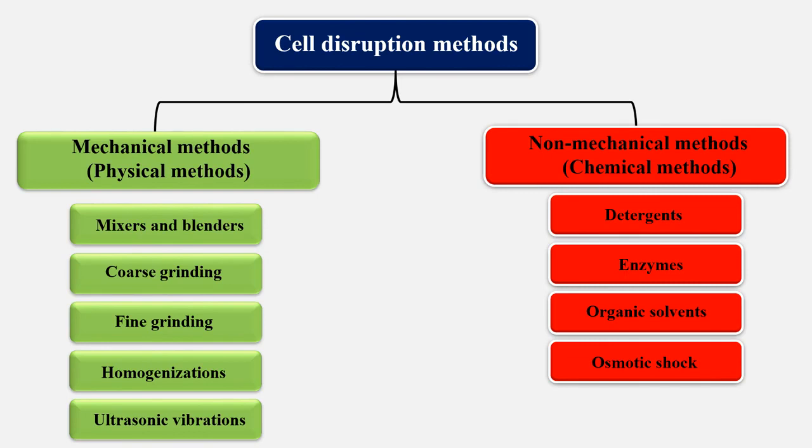تسمى أيضا بالطرق الكيميائية. Mechanical method such as mixer and blenders وهي الخلاطات، coarse grinding وهو طحن الخشن، fine grinding الطحن الناعم، homogenization التجانس، ultrasonic vibration وهو الاهتزاز بالموجات الفوق الصوتية. بالنسبة إلى non-mechanical method or chemical method which such as detergent المنظفات، enzyme الإنزيمات، organic solvent المذيبات العضوية، and osmotic shock الصدمة التناضحية.